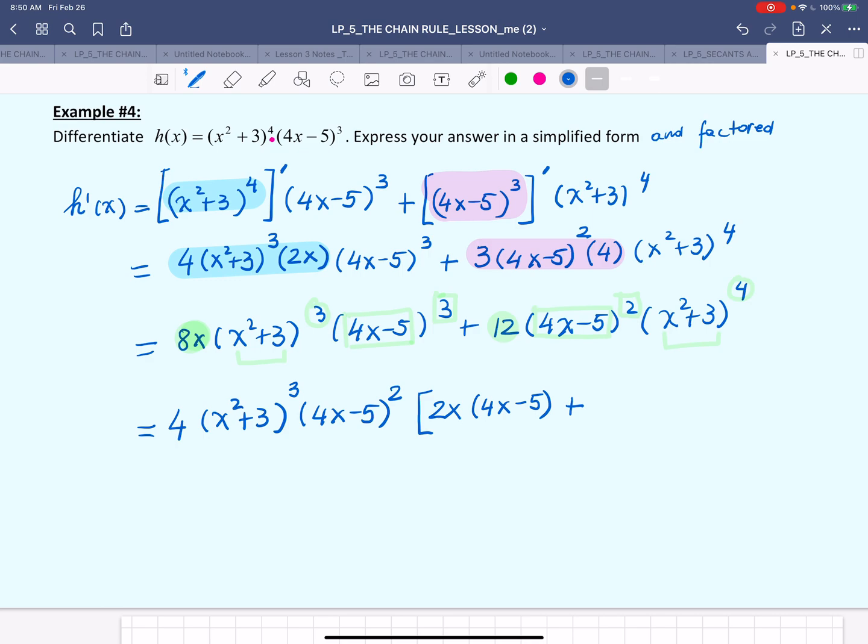Plus number 12. Number 4 is out, so factor 4 is out. That means 3 is in. 4x minus 5 to the power of 2. That's all out, nothing left here. x squared plus 3 to the power of 4. We have x squared plus 3. 3 powers are out. That means 1 power must be in. So x squared plus 3. All we have to do now is simplify.